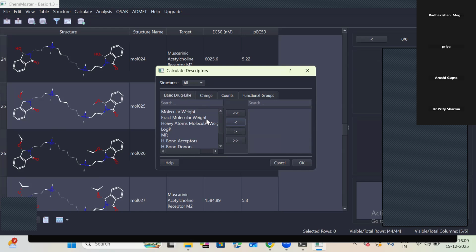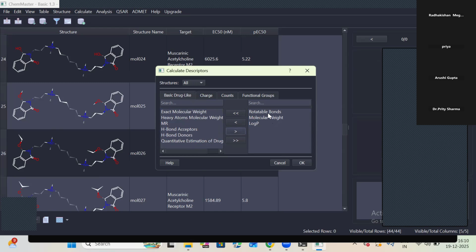Now we're going to filter some of the descriptors for our analysis. For that I click molecular weight. You know that the molecular weight determines the size of a compound, and another one is log P. Here the log P relates to lipophilicity, absorption, and membrane permeability, and the next one is rotatable bonds. We want to click these three. After that we want to click this left arrow and click OK. These are the molecular descriptors.